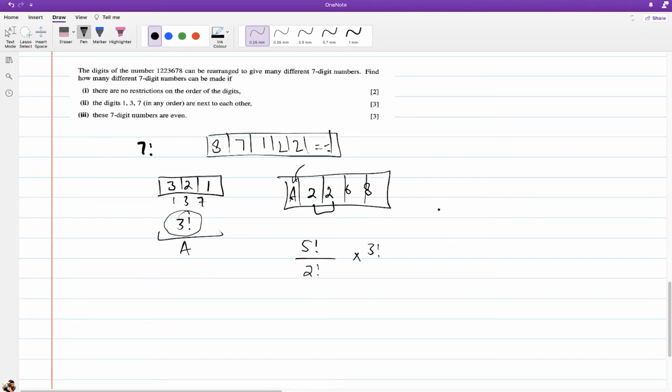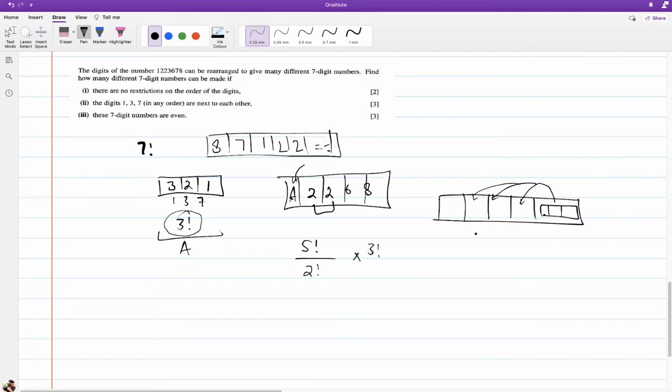So think of it like this. अब मेरी slots कैसे बन रही हैं? I have 5 slots, and in any one of them, I have further 3 slots. और ये कभी उठ के इधर आ जाता है, कभी उठ के यहाँ पे आ जाता है, यहाँ पे कहीं पे भी जा सकता है. But it's going to remain together, and inside it, there is going to be 3 factorial, and that's my option when I have 1, 3, and 7 next to each other.